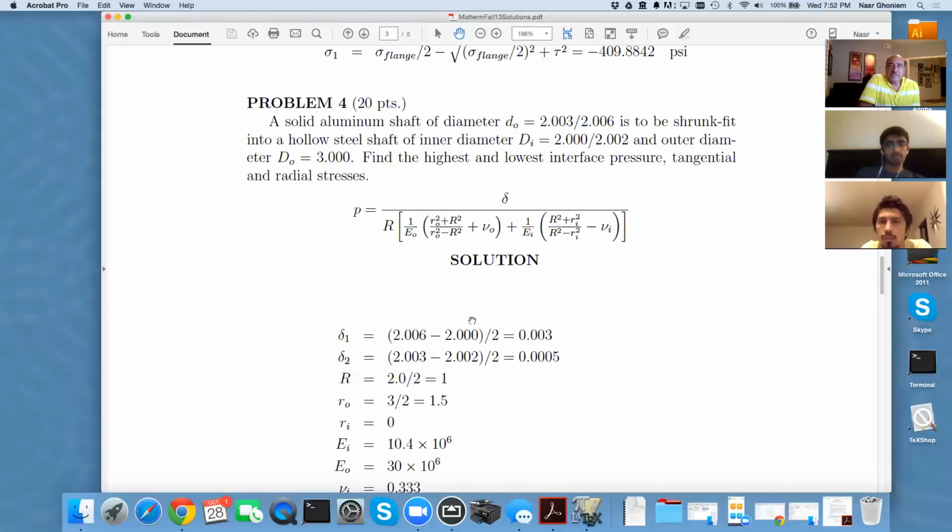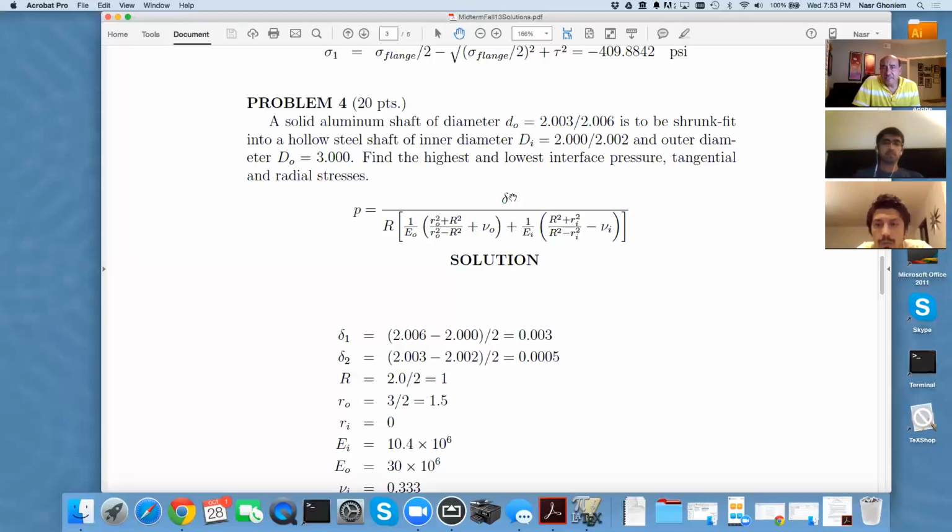So the problem is the following. We know that there's a basic formula that the interfacial pressure is the interference delta divided by the common radius at which you fit the two shafts together, R. And then you have a big factor here that has 1 over the elastic modulus of the outer, and then you have some geometry, R outer squared plus the radius squared, the interfacial radius squared, divided by the difference, and then you have Poisson's ratio of the outer, and the same thing for the inner. So this is a formula that you have in the book.